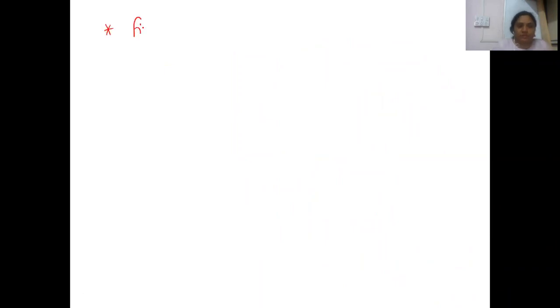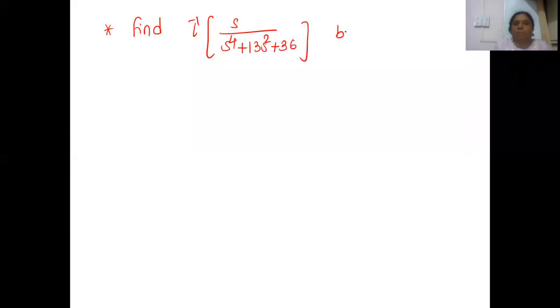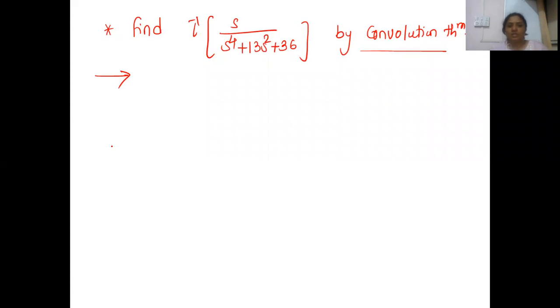Find Laplace inverse of s upon s raised to 4 plus 13 s square plus 36 by convolution theorem. Okay. So yes, they have said convolution theorem means there should be multiplication of two terms. But if you see here, there is no such multiplication we can easily see. So what next then? Can anyone tell me here?